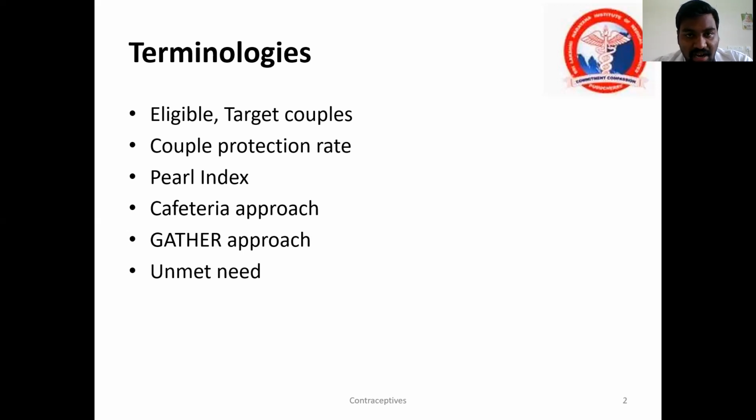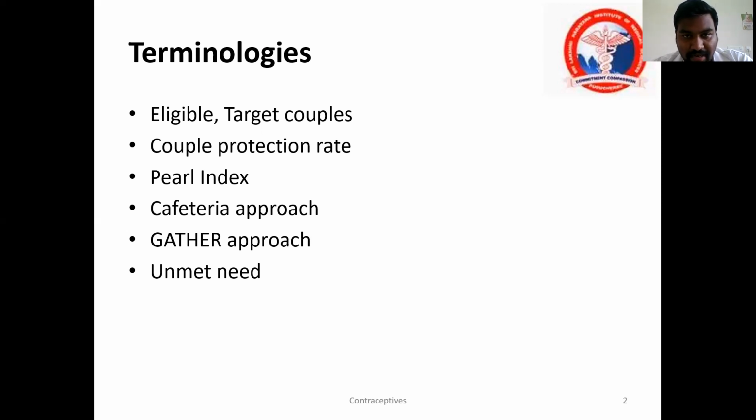And the last terminology is unmet need. Here, unmet need means a couple is sexually active and doesn't want to get pregnant, but is not adopting any contraceptive method. This is called unmet need. They have a need, but it is not met.